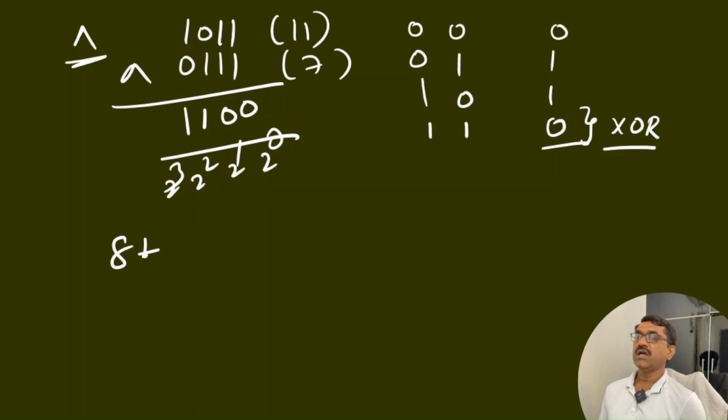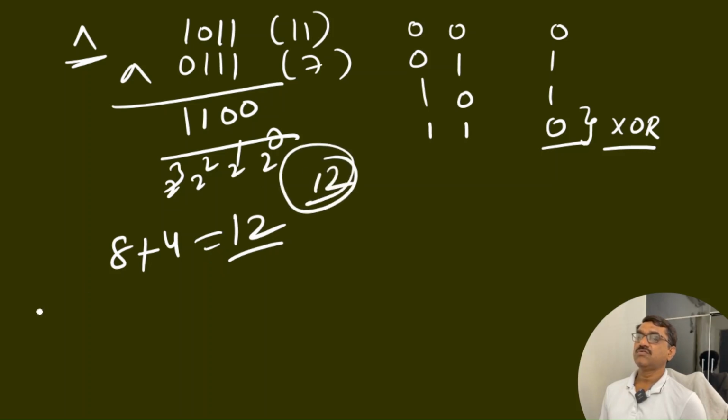Now we are going to get 8 plus 4, which is 12. The answer we are going to obtain is 12. 12 is the decimal equivalent of 1 1 0 0. So this is how the exclusive OR operation is performed. Next we will see bitwise NOT and bitwise left shift, bitwise right shift.